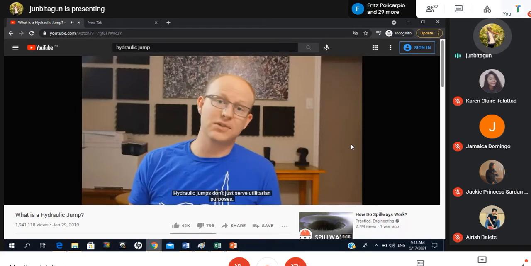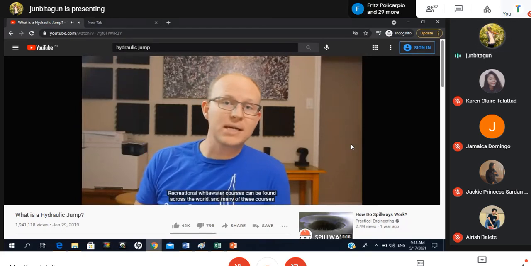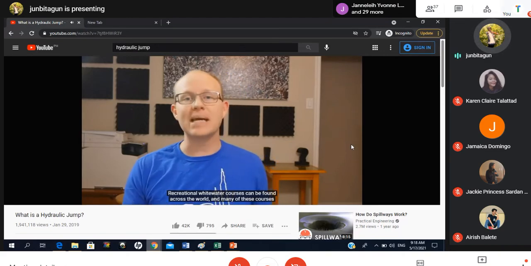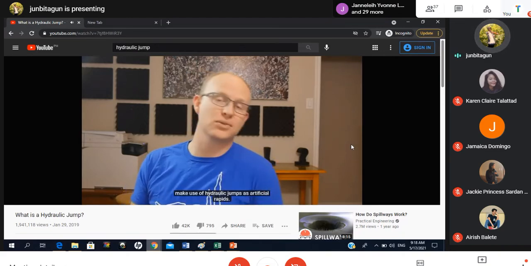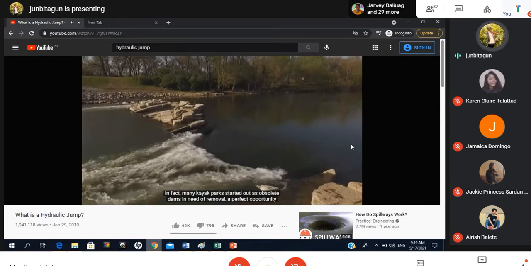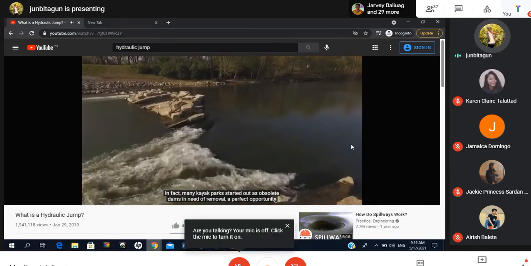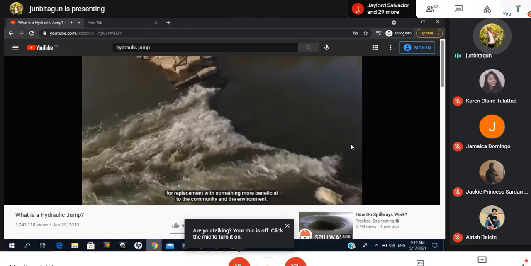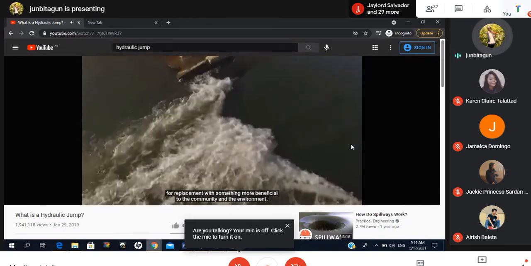Hydraulic jumps don't just serve utilitarian purposes. Recreational whitewater courses can be found across the world, and many of these courses make use of hydraulic jumps as artificial rapids. In fact, many kayak parks started out as obsolete dams in need of removal, a perfect opportunity for replacement with something more beneficial to the community and the environment.